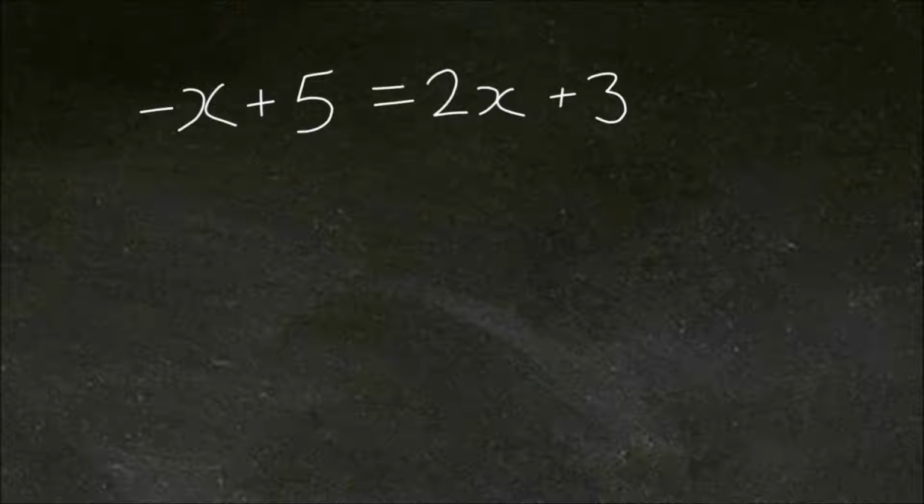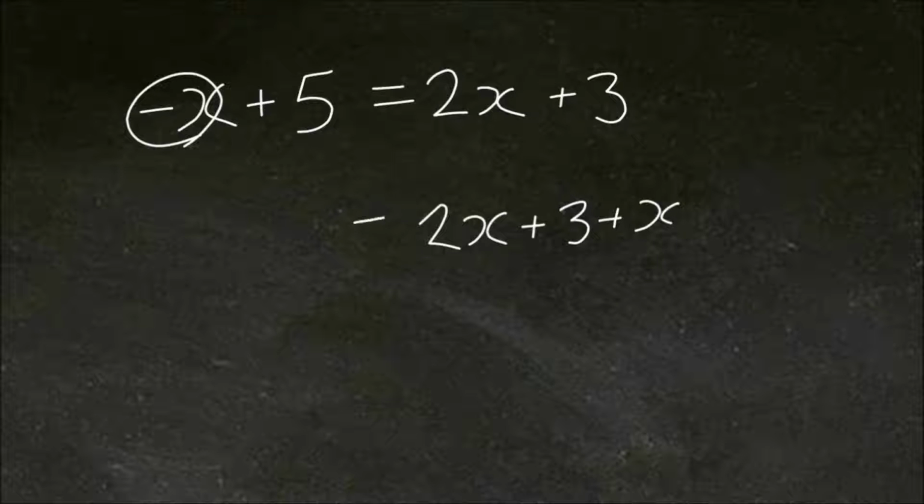So we'll move the x's to the right. 2x plus 3. To get rid of the x on the left hand side, we want to plus x, because minus x plus x is just 0. So we'll plus x to both sides. That's plus x over here. And this side just has 5 left on it.